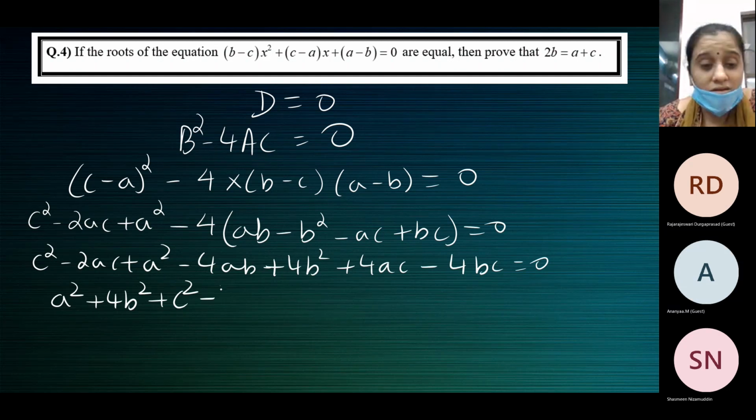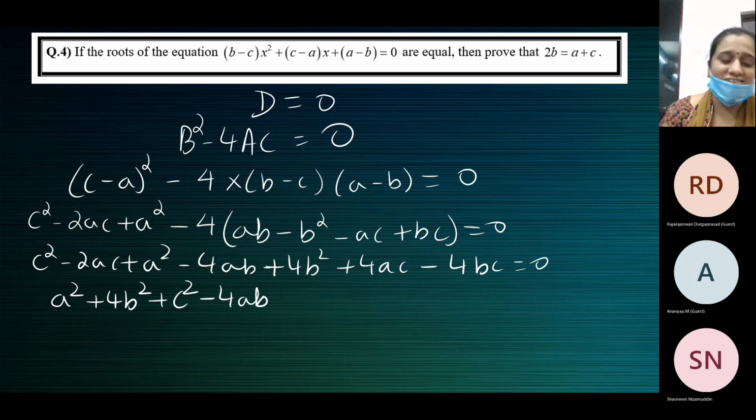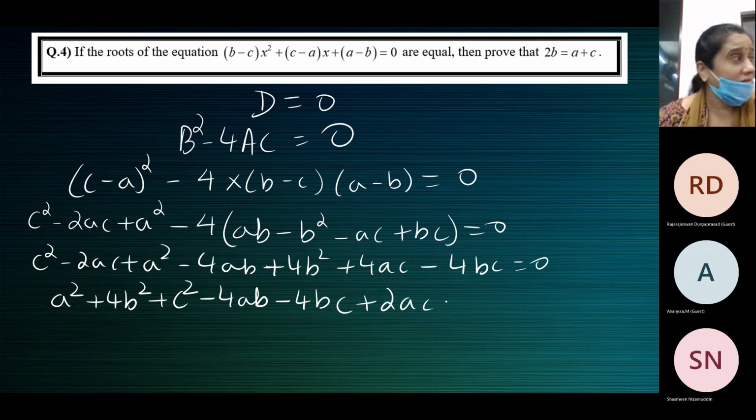Ma'am, got the answer, ma'am. A plus C is 2B. Very good. Minus 4AB, minus 4BC, then plus 2AC. Correct? Am I right?